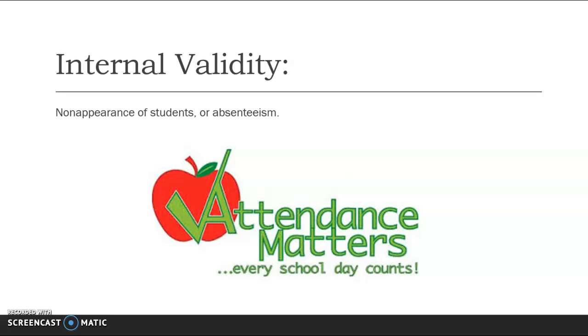Internal validity. A threat to internal validity of the study would be the non-appearance of students. When the students are absent, it could affect when they take the test. The school has many absenteeisms, and this would be the only thing that could hinder the measures. Student withdrawal and transfer students is another factor that can hinder the results.